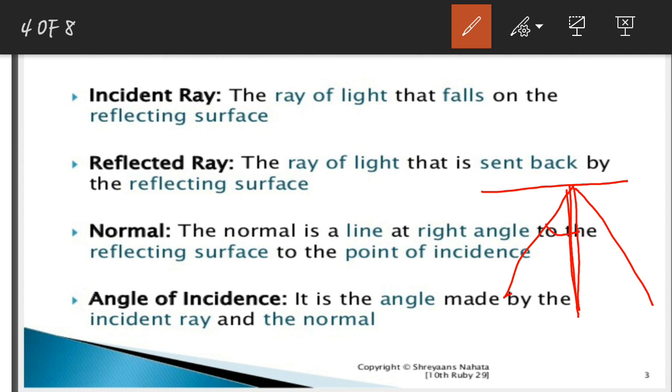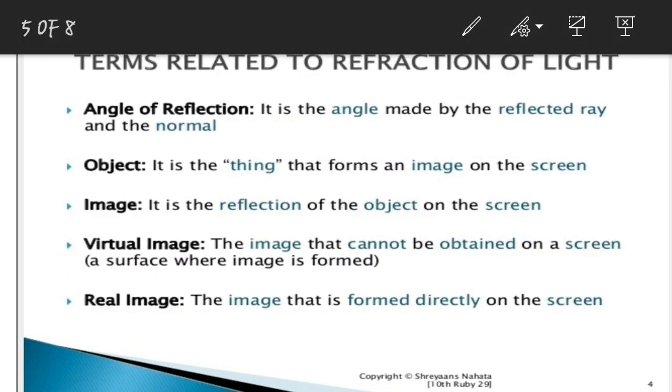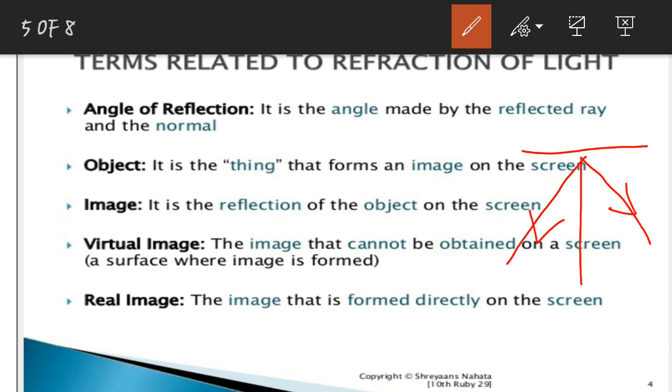This is called the angle of incidence. The angle made between the normal and the incident ray, we call the angle of incidence. Then we have the angle of reflection. This is an incident ray, this will be a reflected ray, and the angle between the normal and the reflected ray we call the angle of reflection.